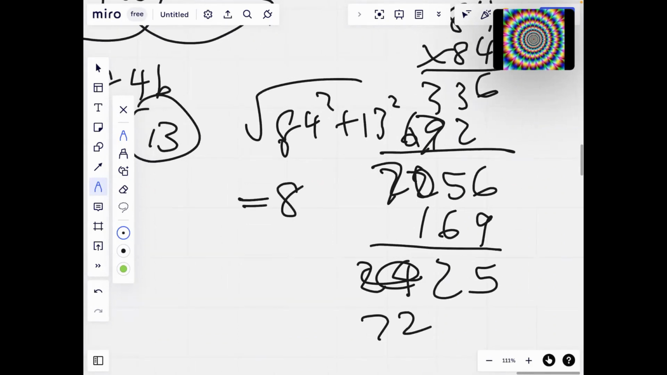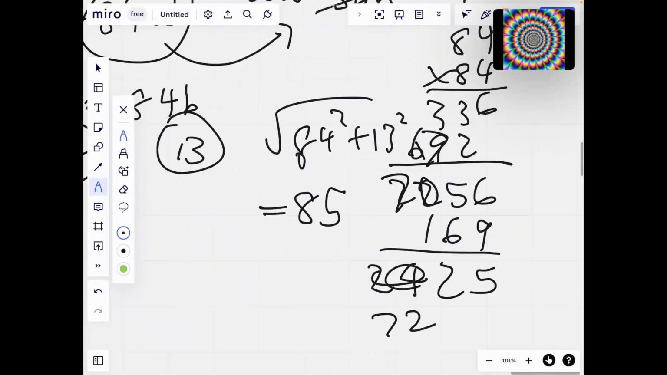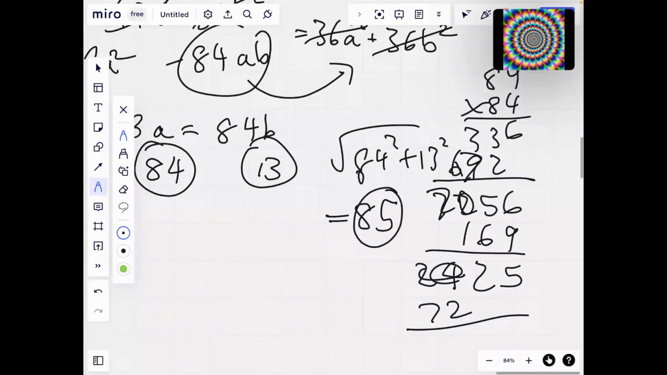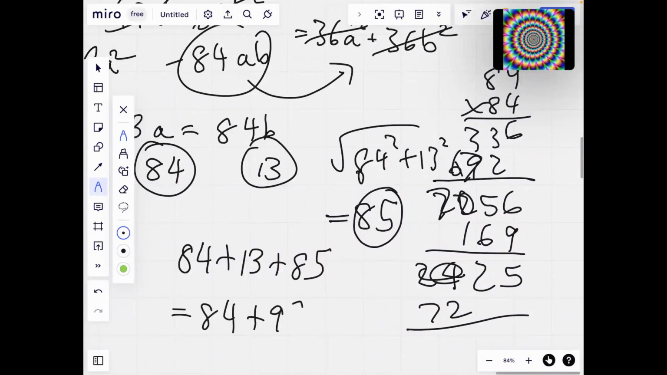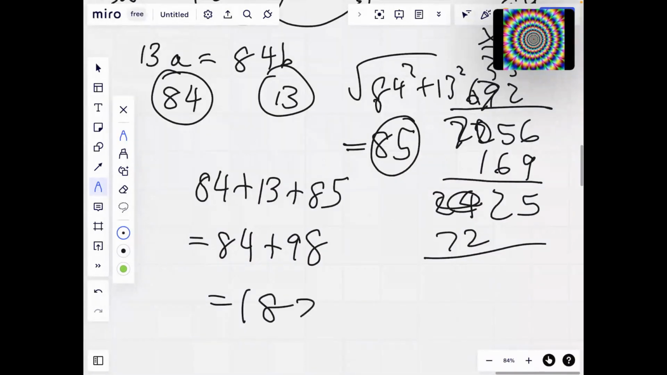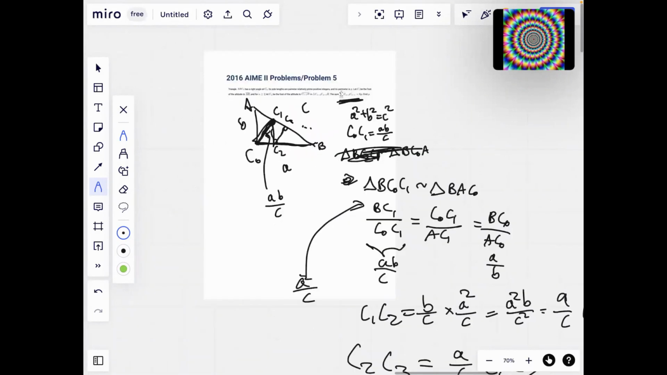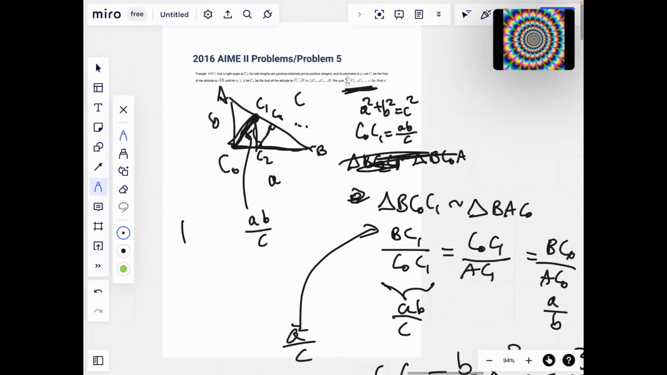So this is equal to 85, because the square root of 7225 is 85, which means that the perimeter of the triangle is just 84 plus 13 plus 85, which would equal 84 plus 98, which is equal to 182. So that's the answer to the question. And I think that's it.